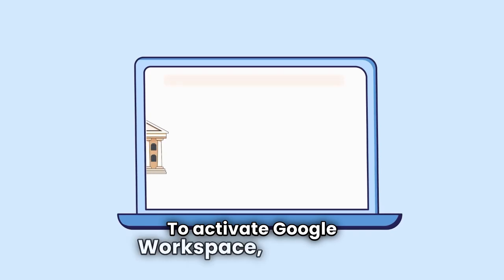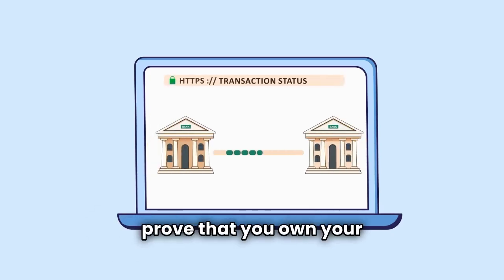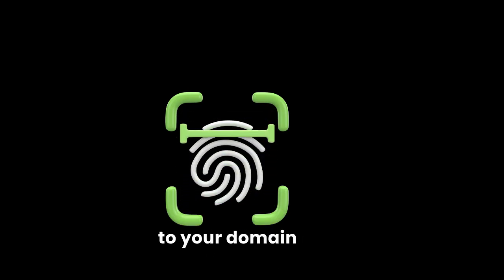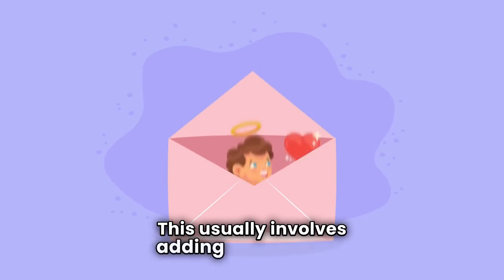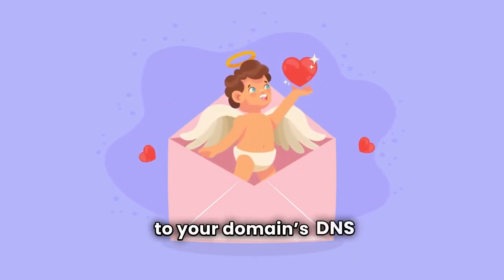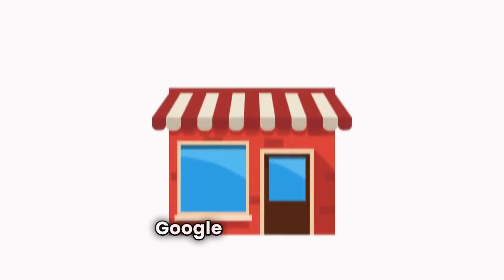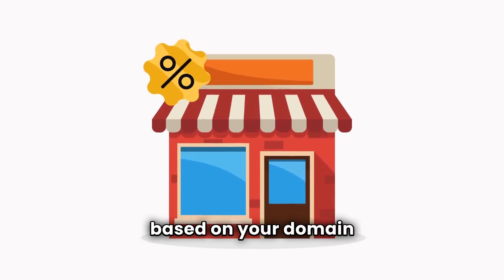To activate Google Workspace, you must prove that you own your domain. Google provides verification instructions specific to your domain host. This usually involves adding a TXT record to your domain's DNS settings or uploading an HTML file to your website. Google will walk you through this based on your domain provider.